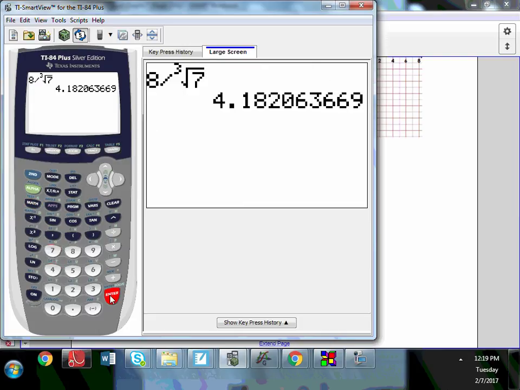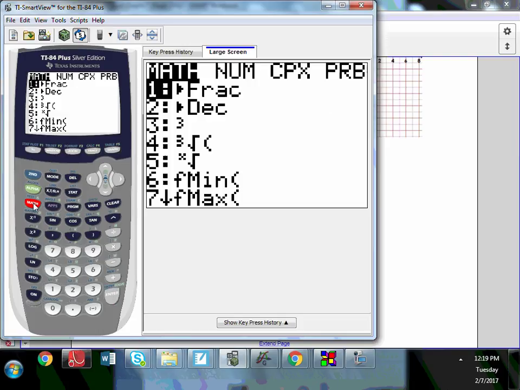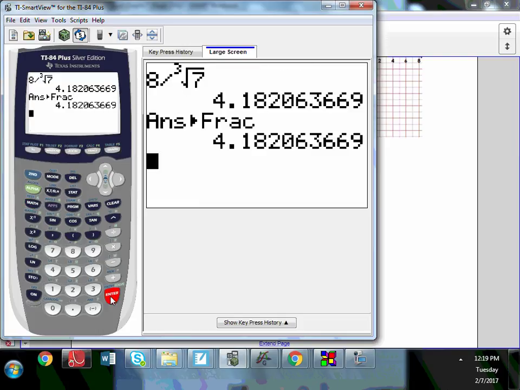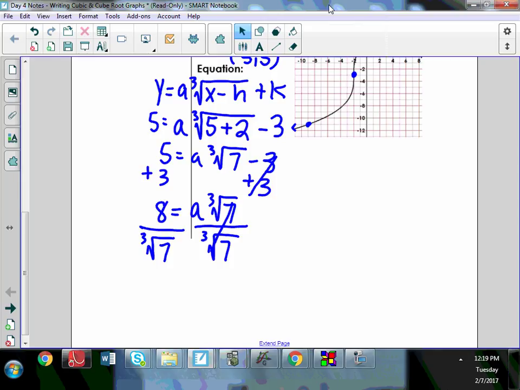Enter. Good. So 4.18. So sometimes your answer will be a fraction. I don't think this makes a clean decimal. Let's check. Maybe I want a clean fraction from that decimal. Let's look. So math, frac, enter, enter. It doesn't make a nice clean fraction. So let's just use 4.18. So 4.18, we could use that.